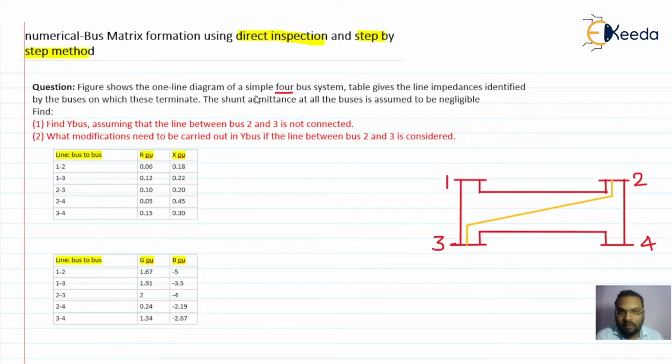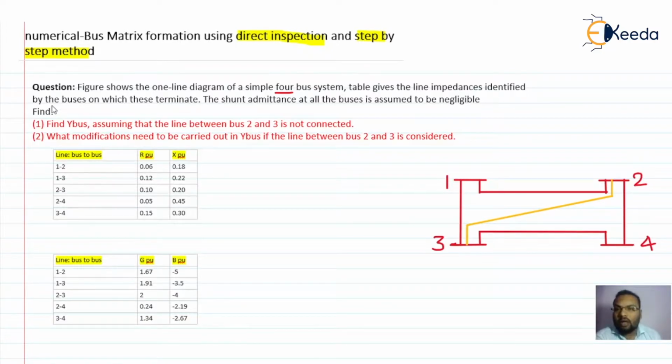The shunt admittances at the buses are assumed to be negligible. The shunt admittance, as we know, the transmission line we model as an equivalent pi model. So of course at both the ends we'll get some shunt admittance, but here it is said to neglect, because these are negligible values. That's why it is assumed to be negligible and it is not given in the data as well.